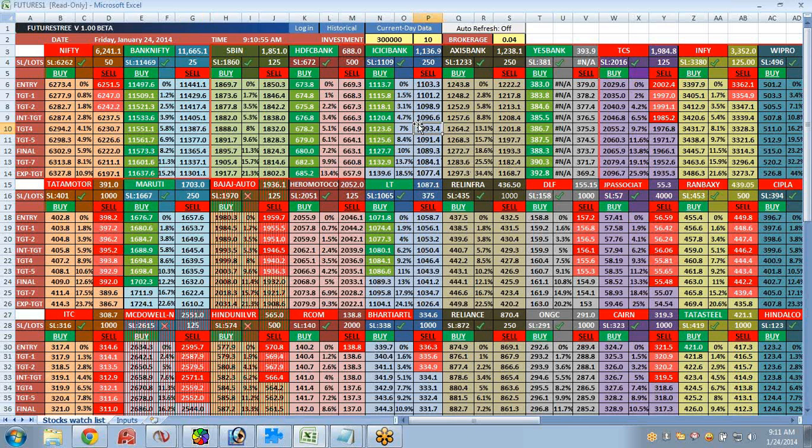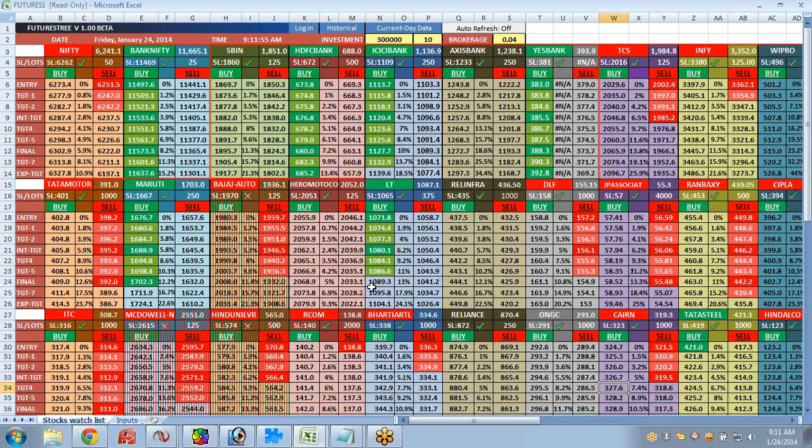So let's say in case you have an investment of around 2 or 3 lakhs, you can easily trade on most of the scripts that you have here. And it's not necessary that you'll get a trade in each and every script on each and every day, because certain scripts will be very highly volatile on the previous day, so they might not be giving any trades today.